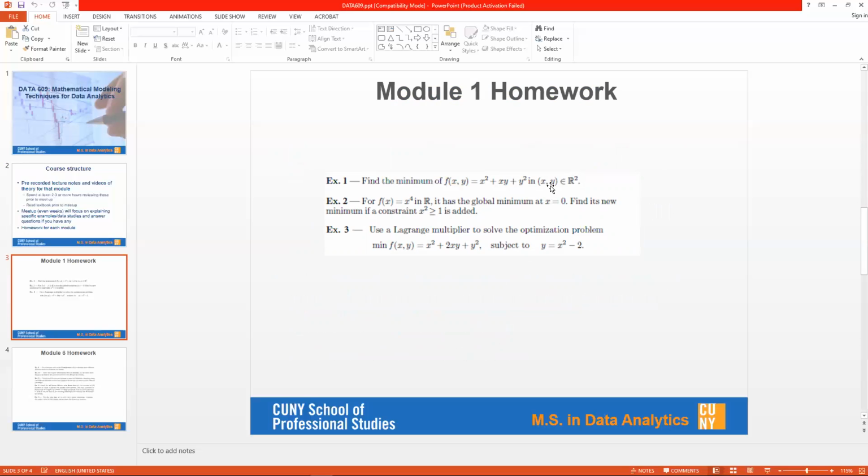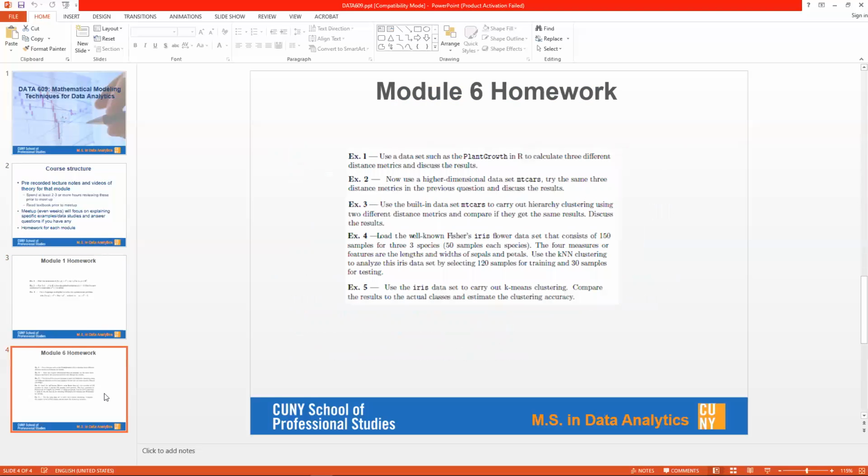And then the second type of homework, let's say for module 6, is really using a specific data set to run some sort of analysis in R so that you can understand the theory and understand the actual implementation as well. And then in the meetup, I'm going to provide you some tips on how we can look at some of this data. That's really the purpose of the meetup.